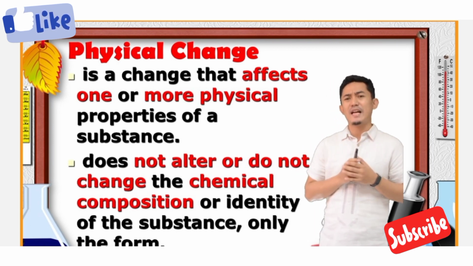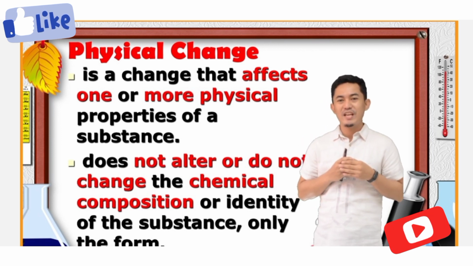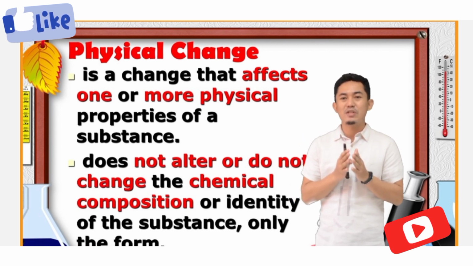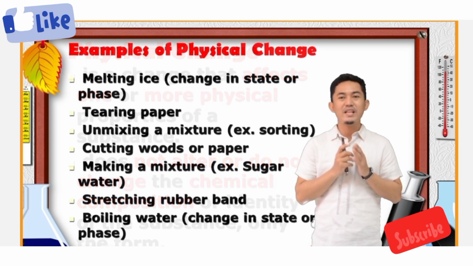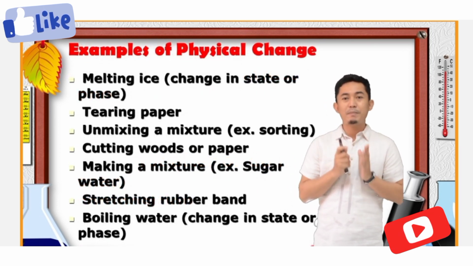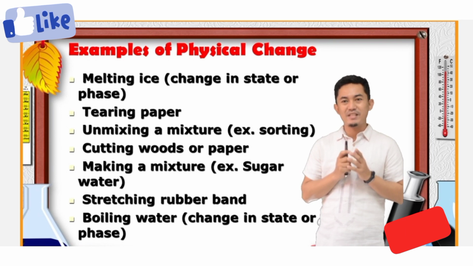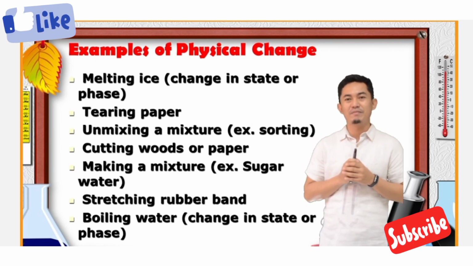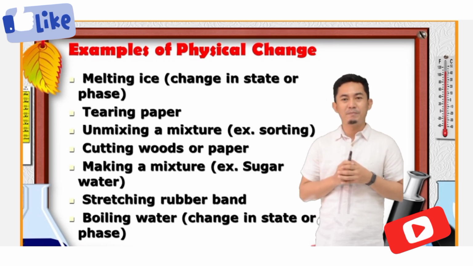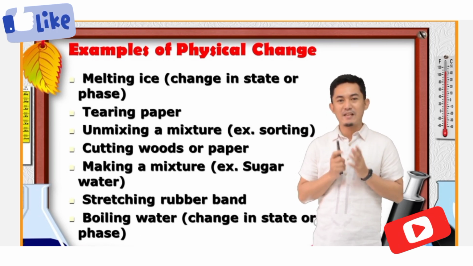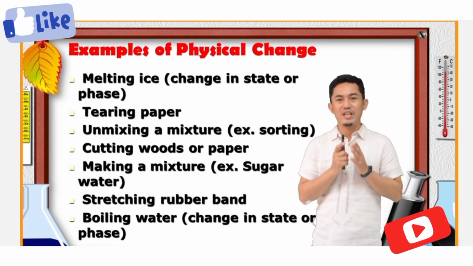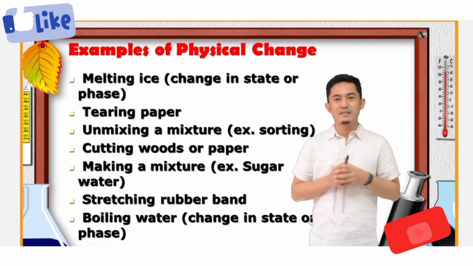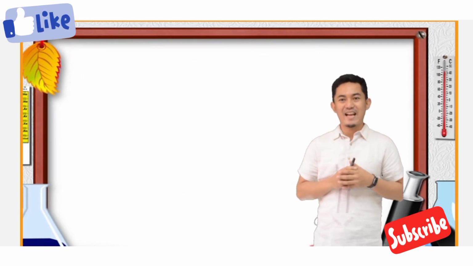To further understand our lesson about physical change, here are some examples that you need to write down. We have melting ice, tearing paper, and mixing a mixture. Example of that is sorting. Cutting wood or paper. Making a mixture, for example, sugar and water. Stretching a rubber band. And boiling water, which is a change in state or phase. Easy to learn, right, class?